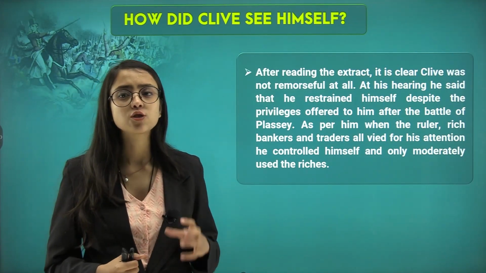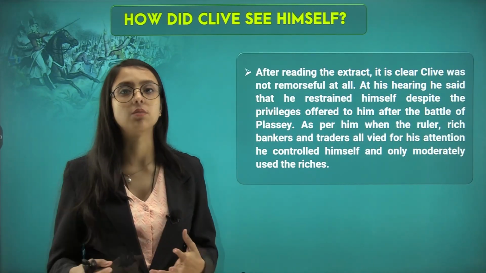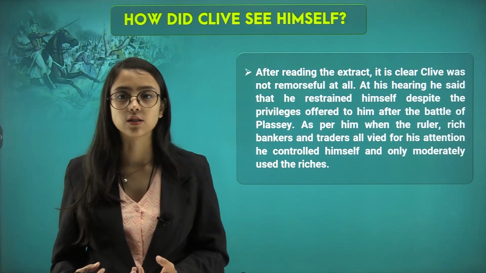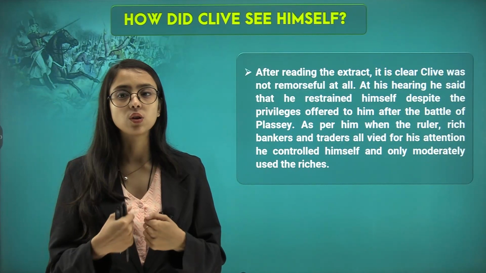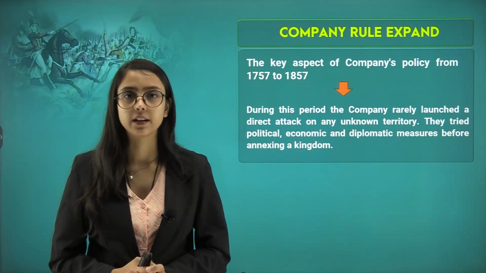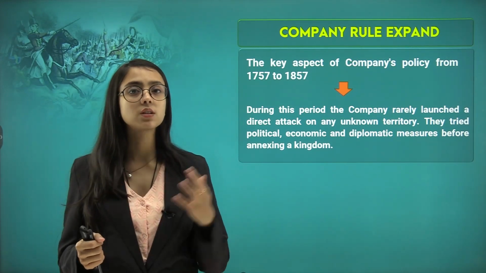So, as per him, when the ruler, the rich bankers and traders, they all came to him, providing and giving gold, gifts, metals, jewels, etc., he controlled himself and only moderately used the riches. The company rule expanded. Now let's have a look how the company expanded its rule throughout the Indian subcontinent.